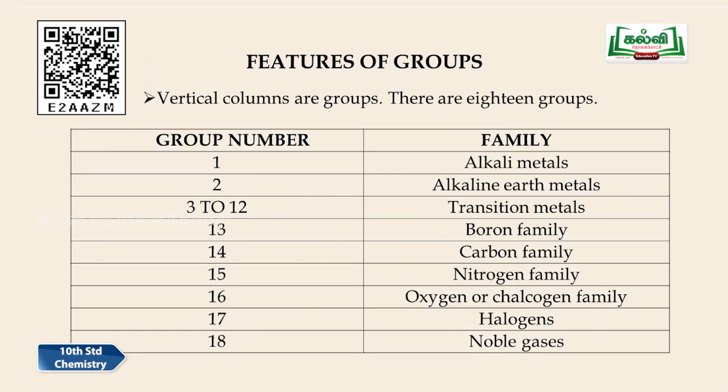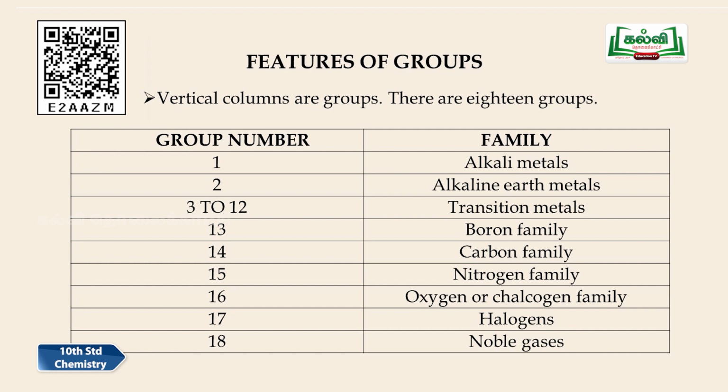Then the features of groups. There are 18 groups in the periodic table. Based on the common characteristics, each group can be categorized into different families, right? The first group is the alkali metals, and the second group is the alkaline earth metals. Then groups 3 to 12 are the d block elements or transition elements, right? Then the 13th group is the boron family, because boron is the head of that family and that family is known as the boron family.